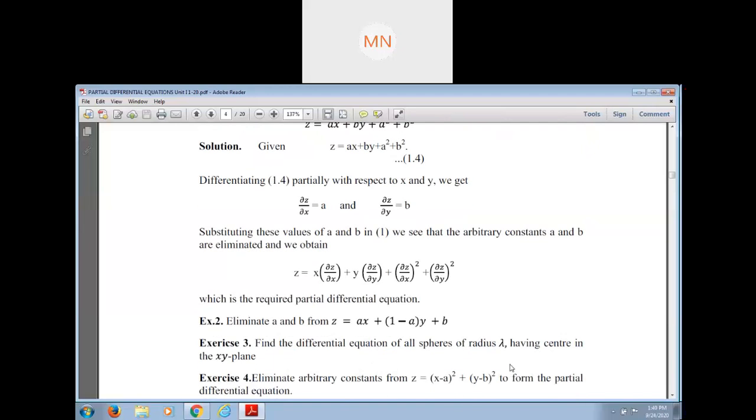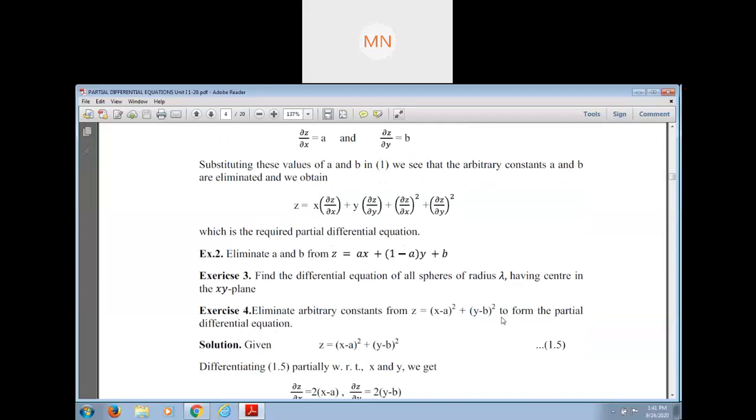Similarly, from this one also you can find a partial differential equation. Suppose z is this one: ax plus 1 minus a into y plus b. To obtain a partial differential equation, first you have to find del z del x, after that find del z del y. After eliminating a and b, you can easily find the required partial differential equation.